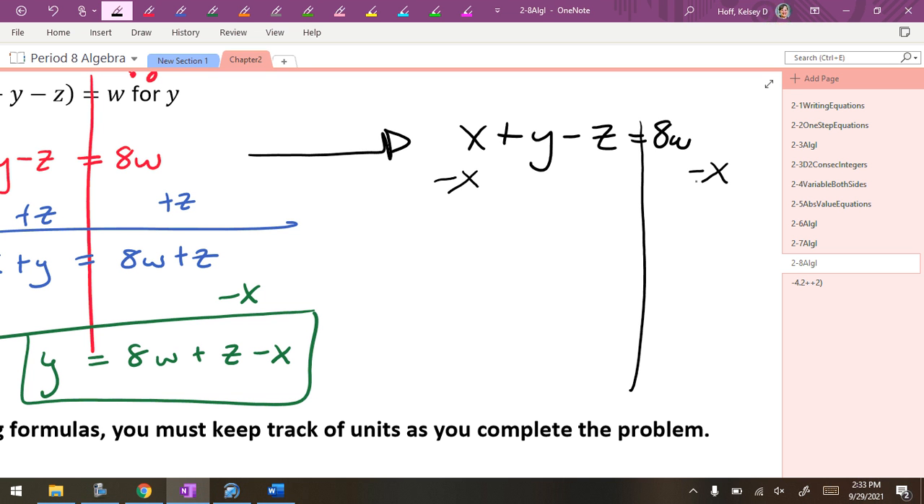So the beginning of today makes your brain hurt because you're working with things that are letters that you're used to being numbers, but just treat them like numbers. So props to you guys on that.